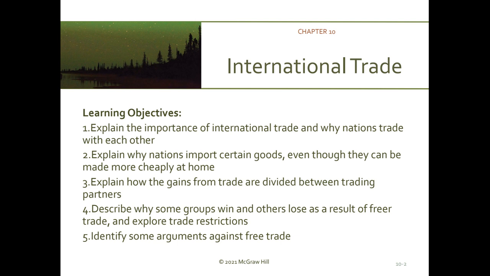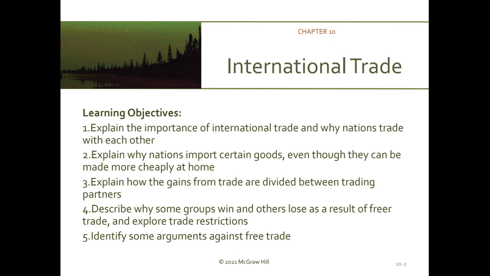Sometimes one country has absolute advantage in all production processes for all goods and services, but that country still imports certain goods and services from another country. This is because of the comparative advantage that we will discuss. Explain how the gains from trade are divided between trading partners. We'll discuss this, but not in detail.